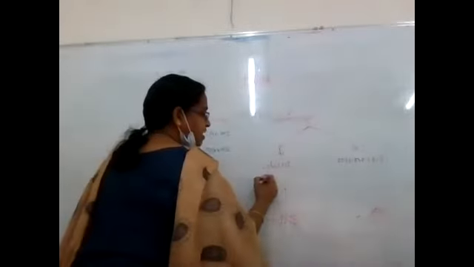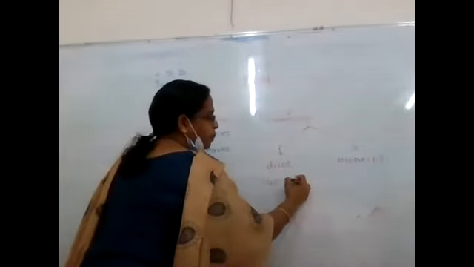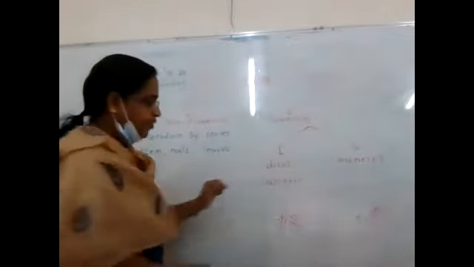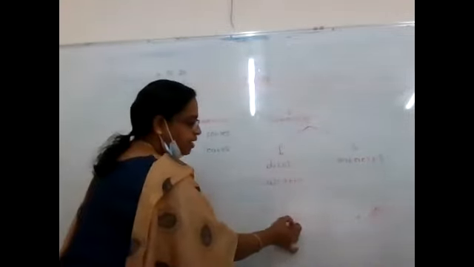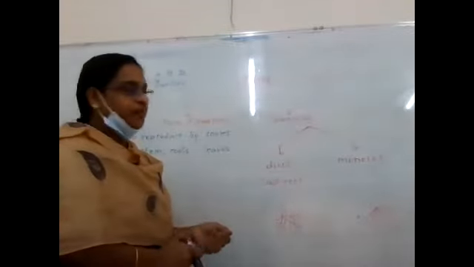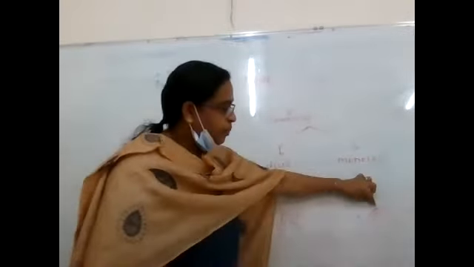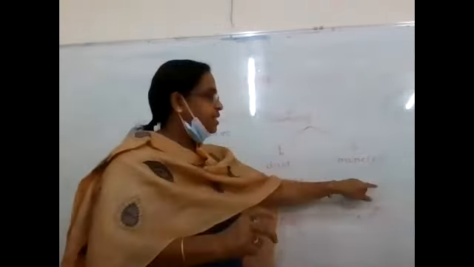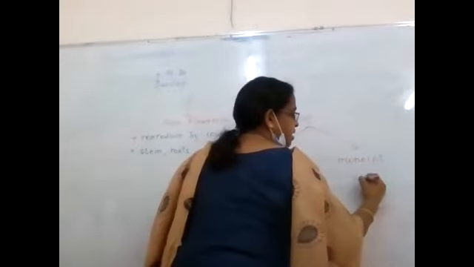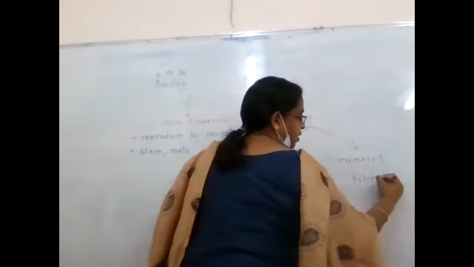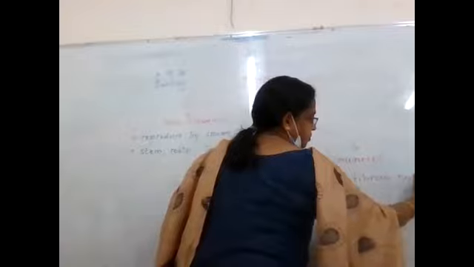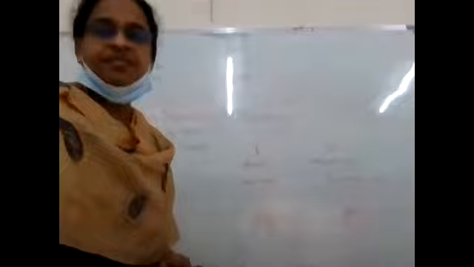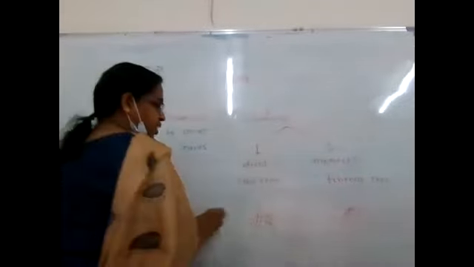We call this a tap root. Tap root means there is a big root, and from there small roots, branches, come out. Monocot means from a point, a lot of small roots come out. That we call a fibrous root. Understood? Taproot and fibrous root.